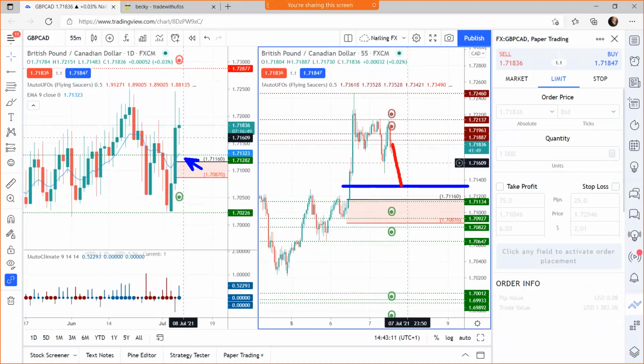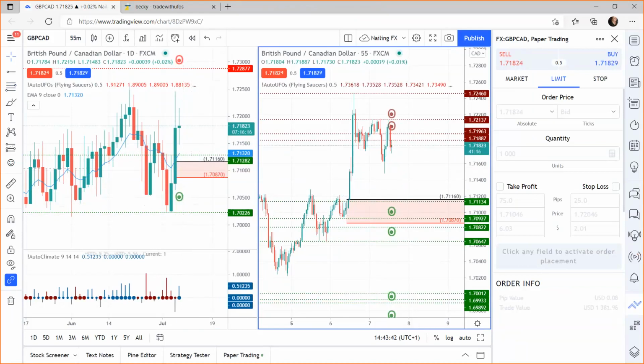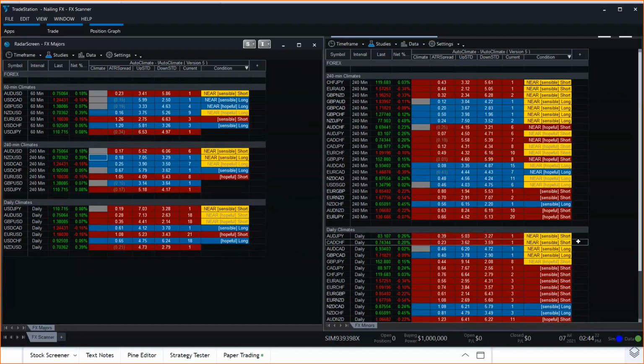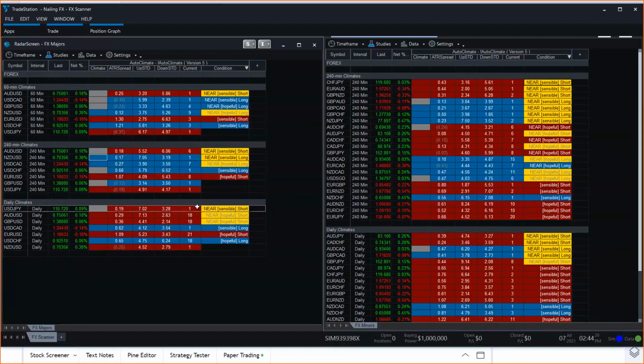Hopefully that makes sense. So let's just go back to this thing really quickly here on TradeStation, just so I can point you guys to what might be good things for you to go and look at after the session. We've already done the daily climates on our cross pairs. We've placed one trade and we have looked at a couple of others. On daily climates on our majors, we have nothing actually that would work for us right now based on what we see on the scanner.